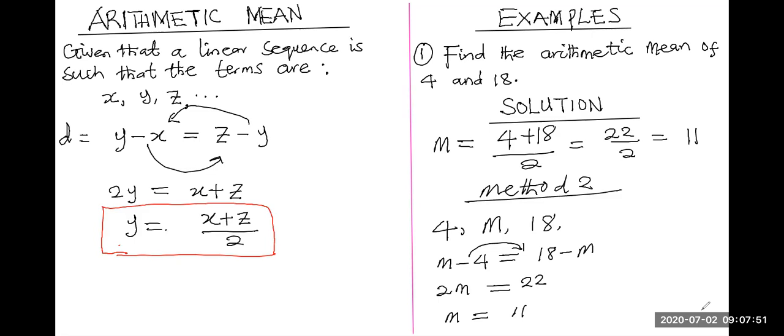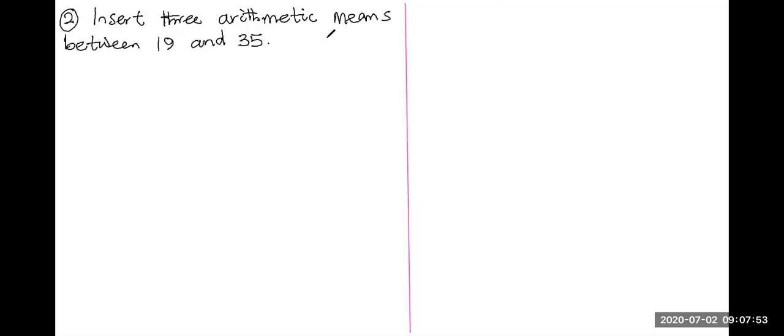Example 2. Insert 3 arithmetic means between 19 and 35. Insert 3 arithmetic means between 19 and 35. So what do we do? Solution. We call the numbers x, y, and z. So the first one is 19.